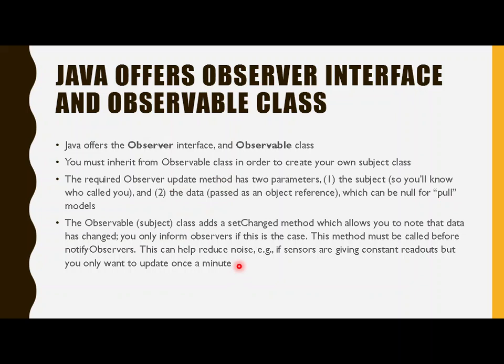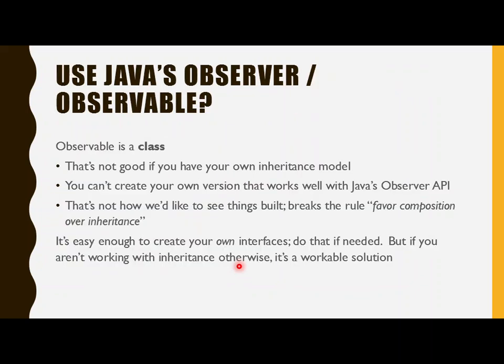So you can certainly use this thing, but again, what's the downside? Well, it's a class. So if you have your own inheritance model, not so good. And it's not very easy to create your own that works really well with the observer, the interface stuff that's built in. So it's, again, not really ideal. We don't know why they quite decided those things. We like the idea of favoring composition over inheritance. We like the world being based on interfaces, as you've seen.